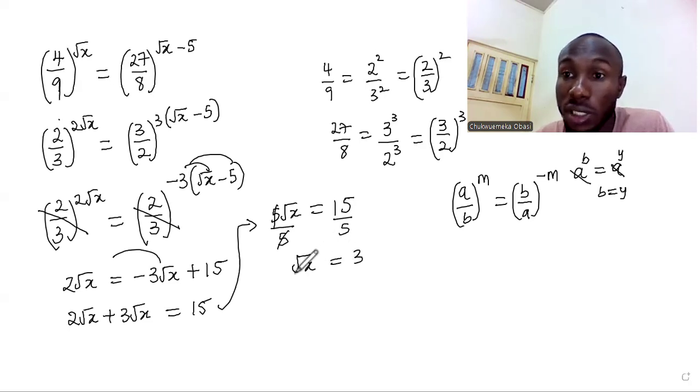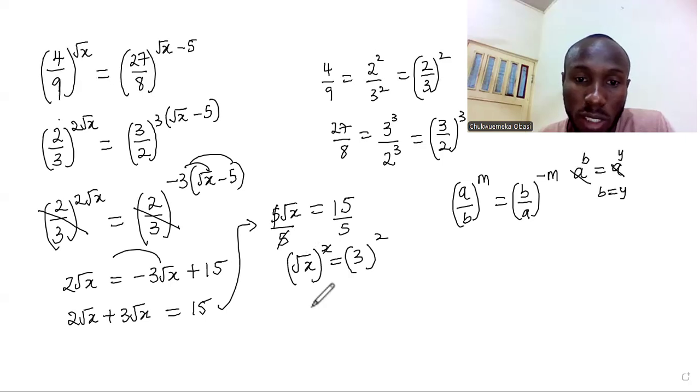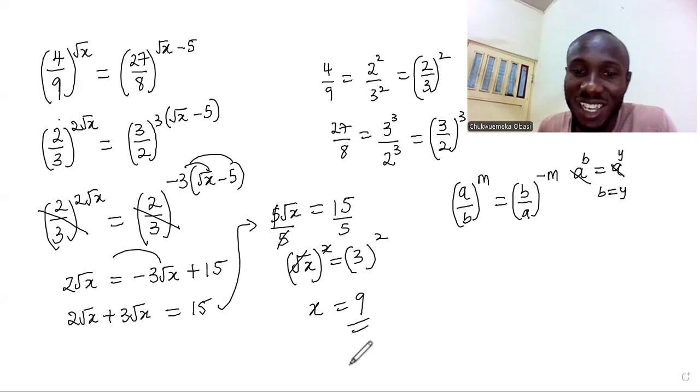And to get rid of this square root, we square both sides, just like that. When I square both sides like this, the square will take off the root. So I see that x must be equal to 9. Yeah, so this is the end of the solution.